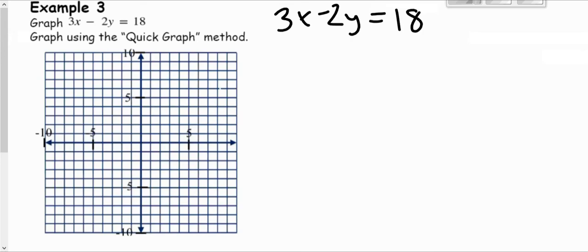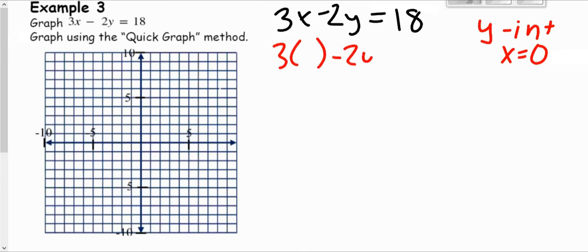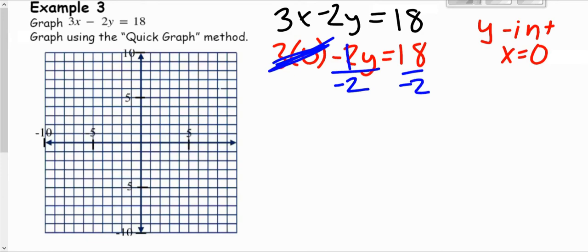And let's start by finding the y-intercept, which means I'm going to plug in what? That x equals 0. So we're going to start with 3x minus 2y equals 18. And remember, we're plugging in 0. But what happens when you take 3 times 0? It cancels. And we're left with negative 2y equals 18. So what do I do next? We're going to divide by negative 2. We get y equals negative 9.